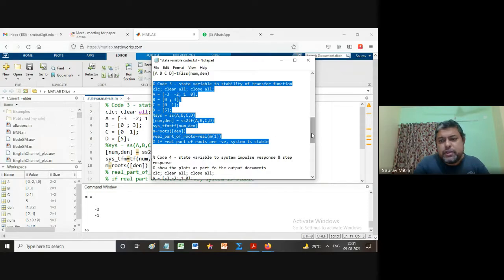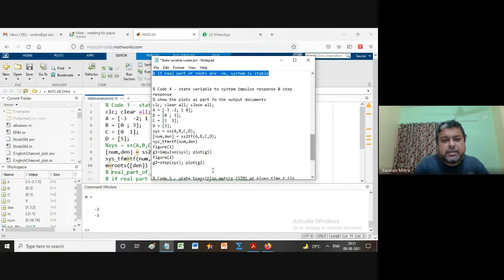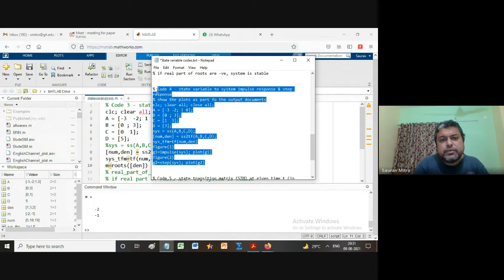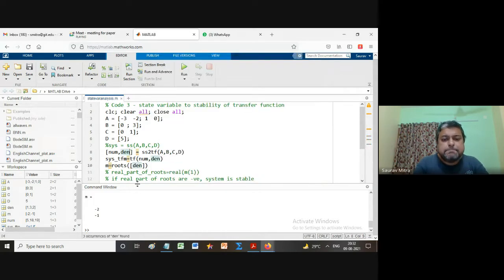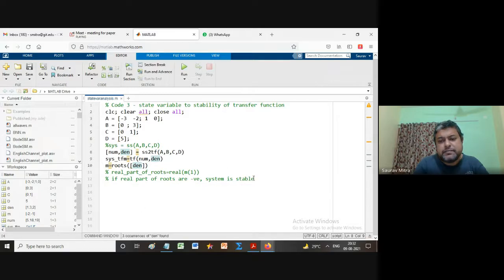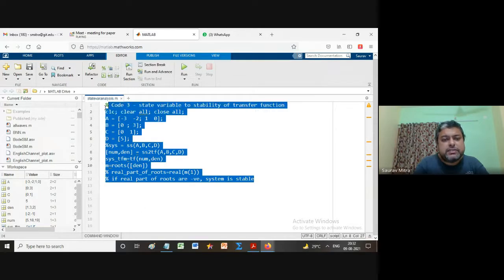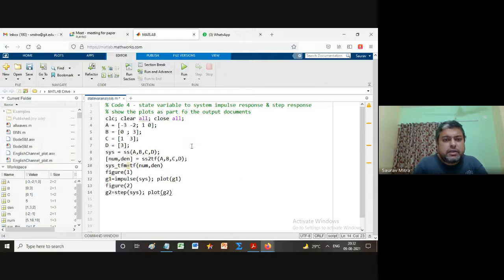Let us do code number 4 and 5, because the second code is a little different. So far we had been giving the ABCD matrix and finding the transfer function. Now we will do the reverse. In code number 4 we are also doing the same thing, but what we are doing is plotting the impulse response and the step response.